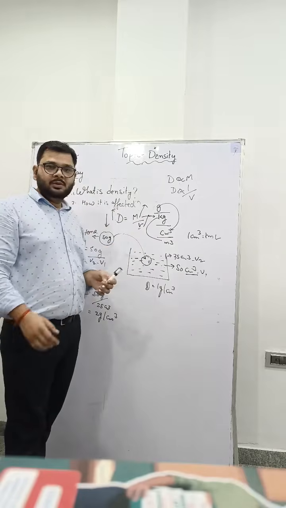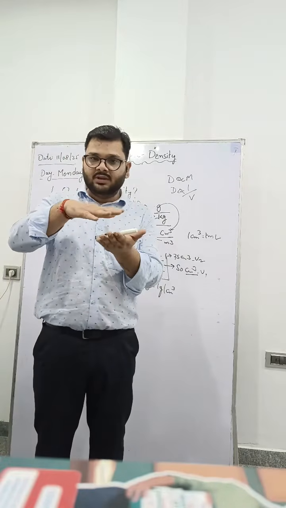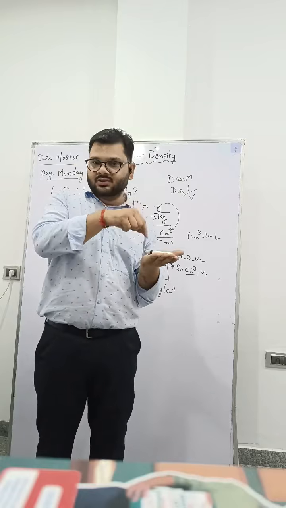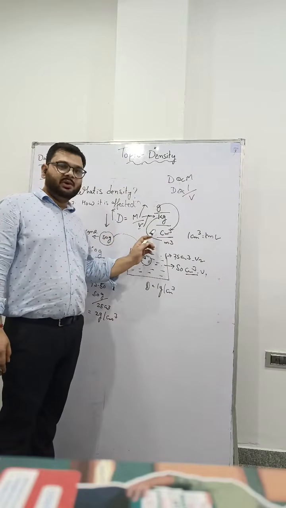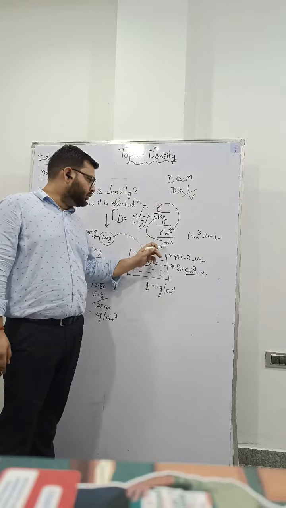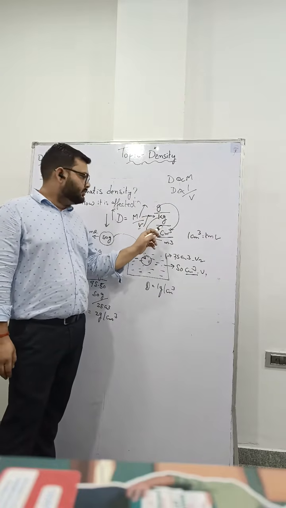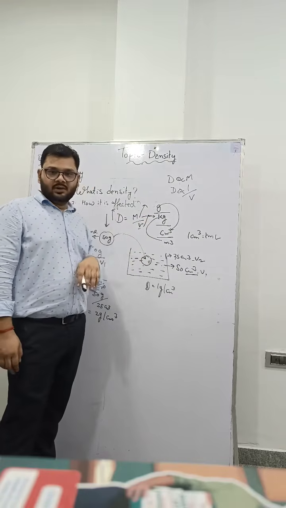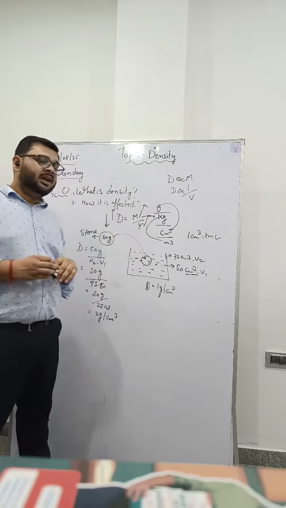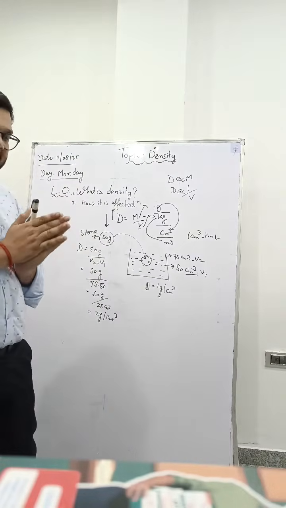And the volume means how much space this marker is occupying. Volume is measured in centimeter cube for smaller quantities and meter cube for bigger quantities. If you are calculating in gram, then it will be centimeter cube. If you are calculating in kilogram, then it will be meter cube. Now to understand this in a more efficient way, we must take an example.